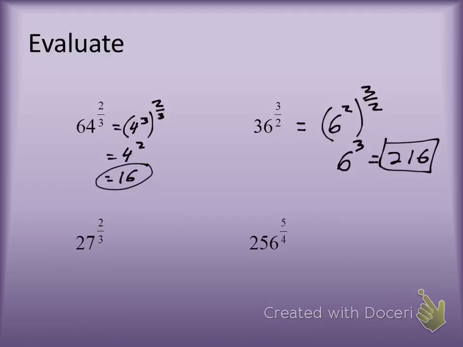So, last two rather. 27 to the 2/3. We already talked about 27 being 3 cubed to the 2/3 power, which leaves you with 3 squared, which is 9. Okay. Now 256 to the 5/4.